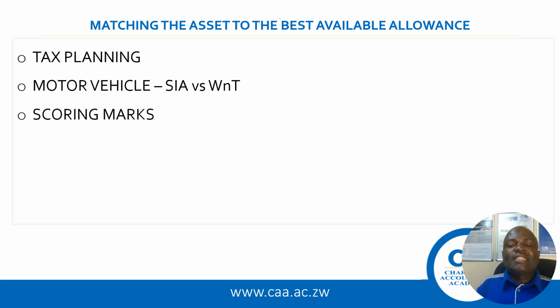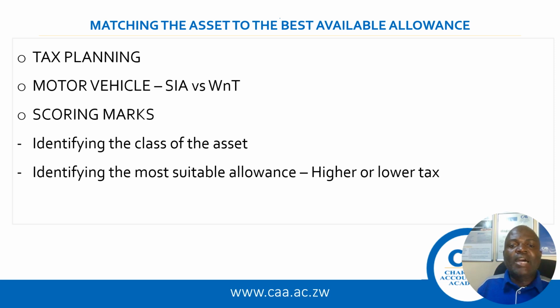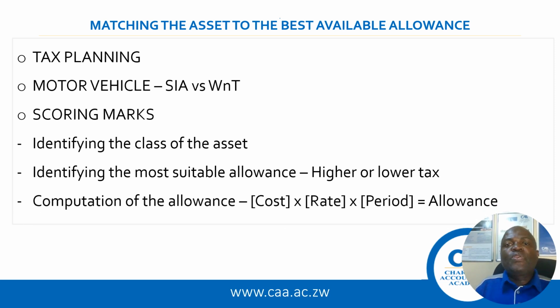For students writing examinations, you score more marks if you are able to identify the class of the asset, and identify the suitable allowance that will either increase or lower your tax depending on the tax planning objective, and if you can perform a computation of the tax allowance itself. What is the cost? Remember, the cost is affected by a lot of things, including the arm's length principle, where the asset has been disposed of or acquired from an associate, and the question of arm's length comes through.